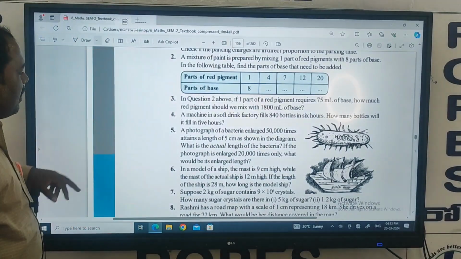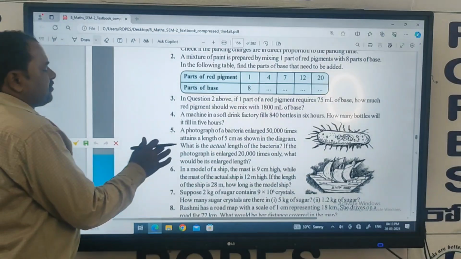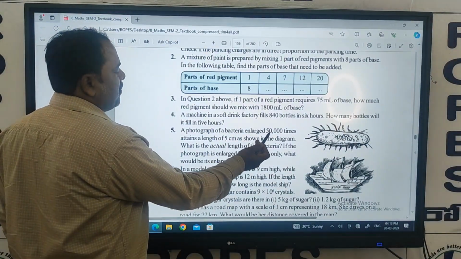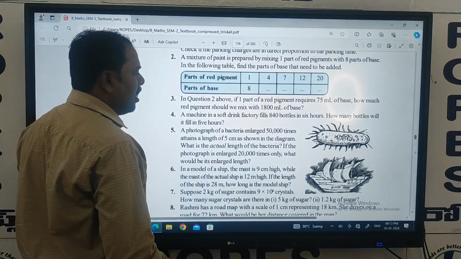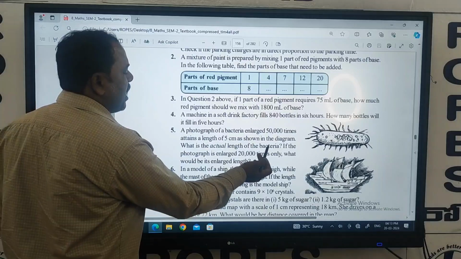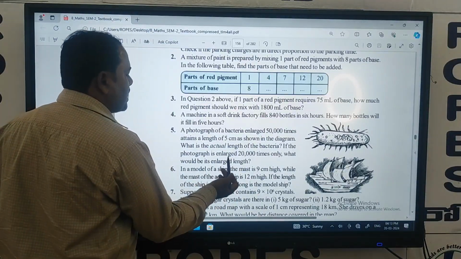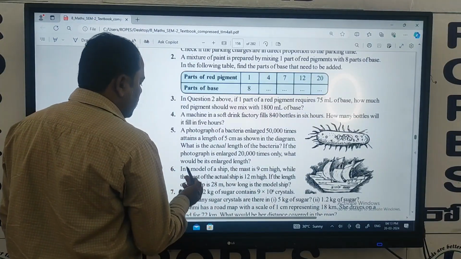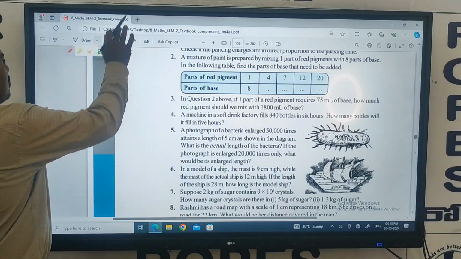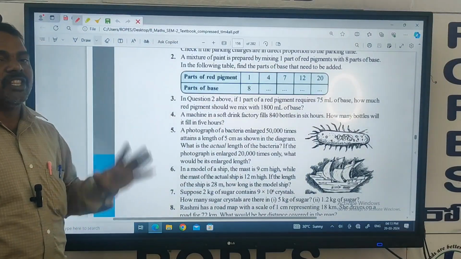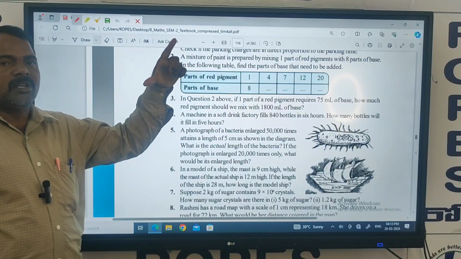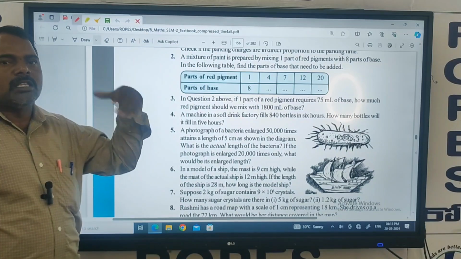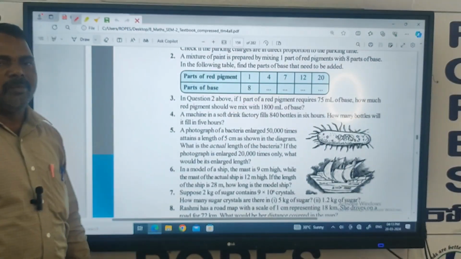Okay, next, if you observe the fifth question: a photograph of bacteria enlarged 50,000 times attained a length of 5 centimeters shown in the diagram. Then what is the actual length of the bacteria? If the photograph is enlarged 20,000 times only, what would be its enlarged length? That is the question. If you enlarge the bacteria 50,000 times, then it is 5 centimeters long. That's what we have to find.